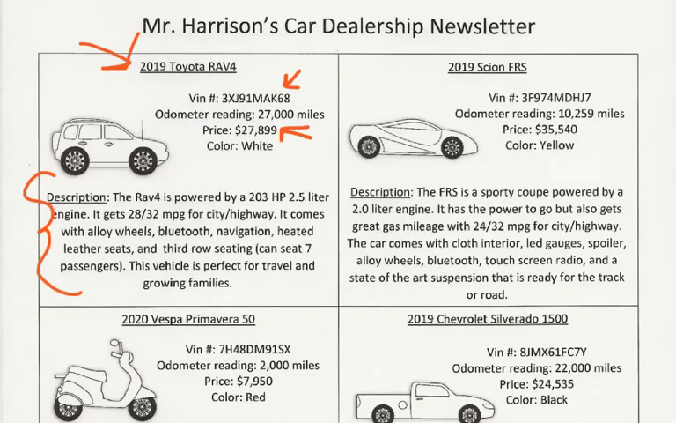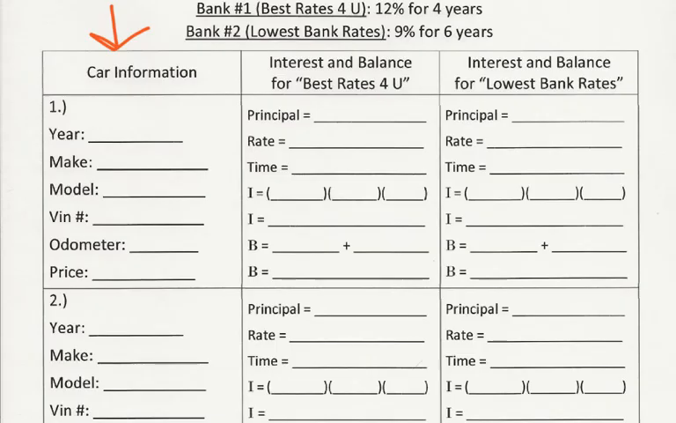So if I go back and let's just say I'm going to just pick the Toyota RAV4. So my year is 2019. My make is a Toyota. I'm just going to shorthand. Model is RAV4.